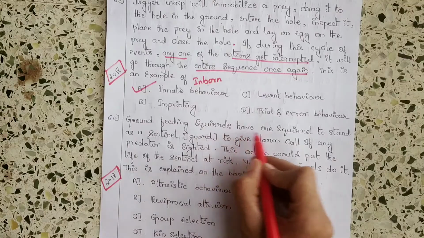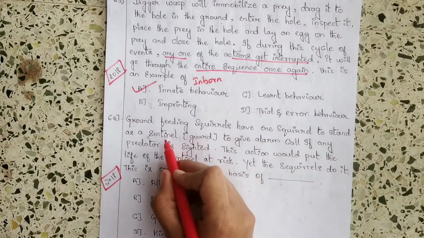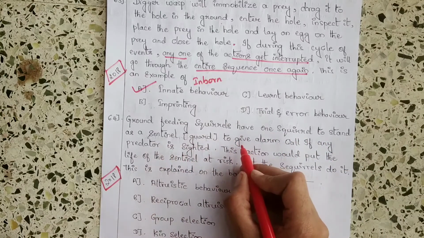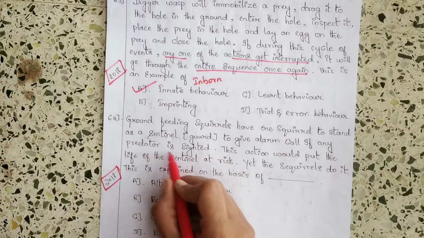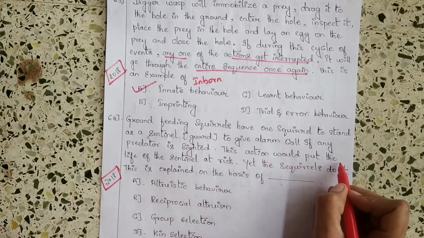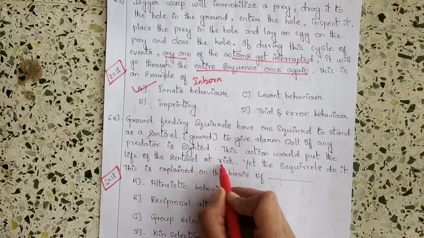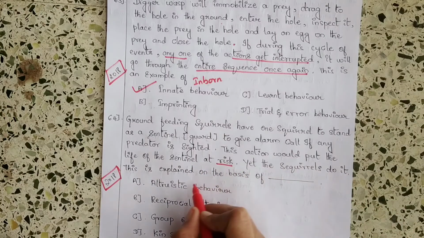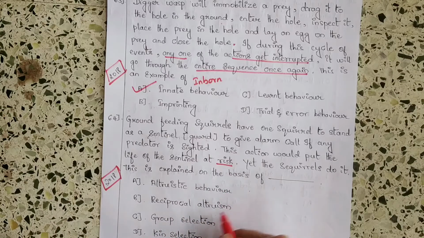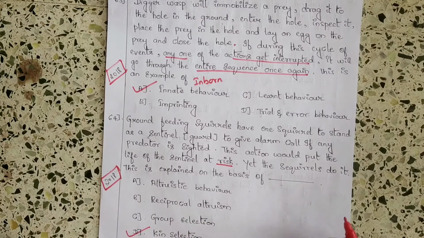Ground feeding squirrels have one squirrel stand as a sentinel to give an alarm call if any predator is sighted. This action would put the life of the sentinel at risk, yet the squirrels do it. This is explained on the basis of: option A, altruistic behavior. Option B, reciprocal altruism. Option C, group selection. Option D, kin selection. The correct answer for this is option D, that is kin selection.